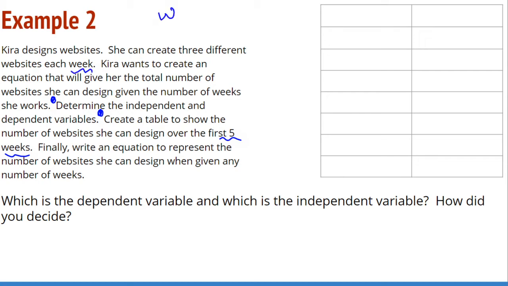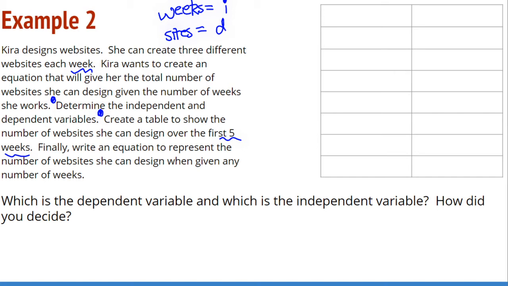I will decide how many websites she designs based on the number of weeks. So I think weeks is going to be my independent variable. And I think my sites, the number of websites, is going to be my dependent variable. It says that I need to show the number of websites she can design over the first 5 weeks.